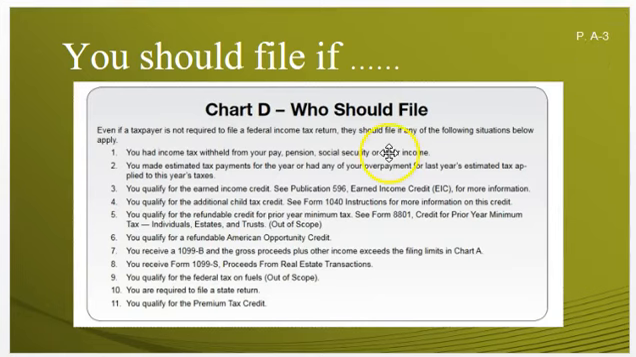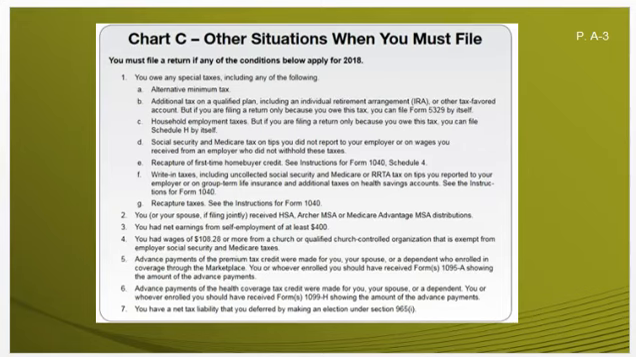So page A3, you're going to find this chart, which is chart D, who should file. Now I want to highlight the words here. It's who should file. This is not who must file. This is who should file. And so certain taxpayers don't have to file, but they probably should file because they're going to get the money back that they paid in, or maybe they're going to get some other benefit from filing. Those are taxpayers who should file, and you can find that on page A3.